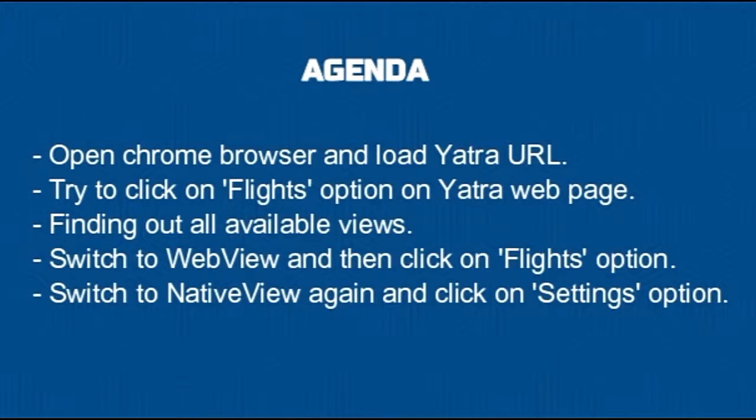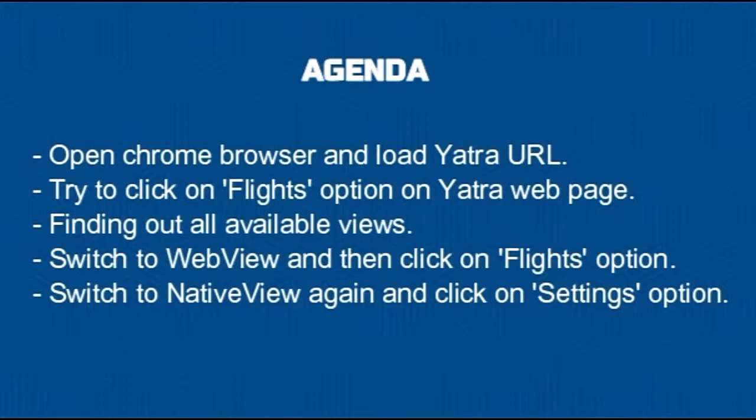What we are going to do here is take help of the Chrome browser, where we are going to load the Yatra URL and then perform a few actions. So here is the agenda we are going to cover. First we will load the Chrome browser, and once it is loaded, we'll load the Yatra URL into it. Then we will try to click on the flights option, which is available on the Yatra web page.